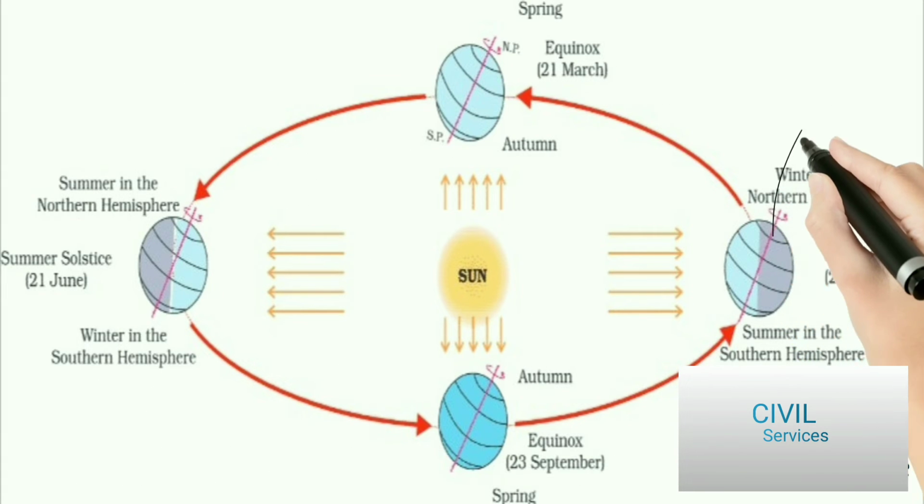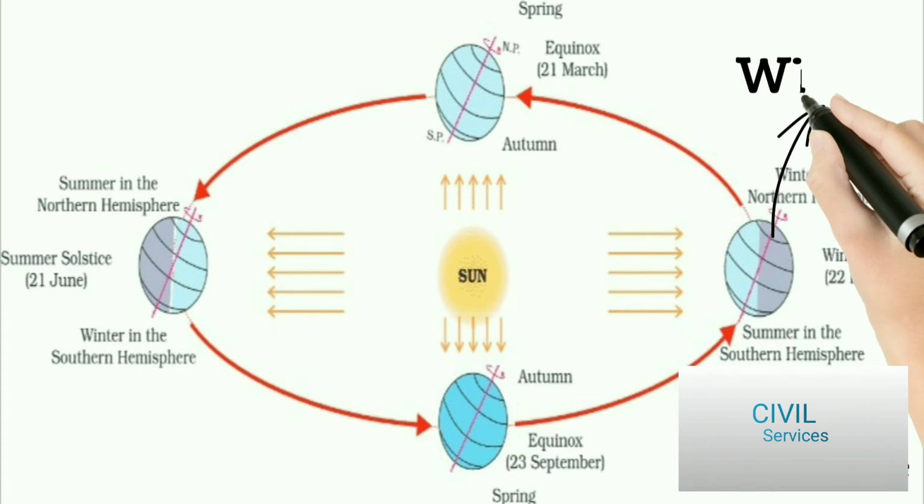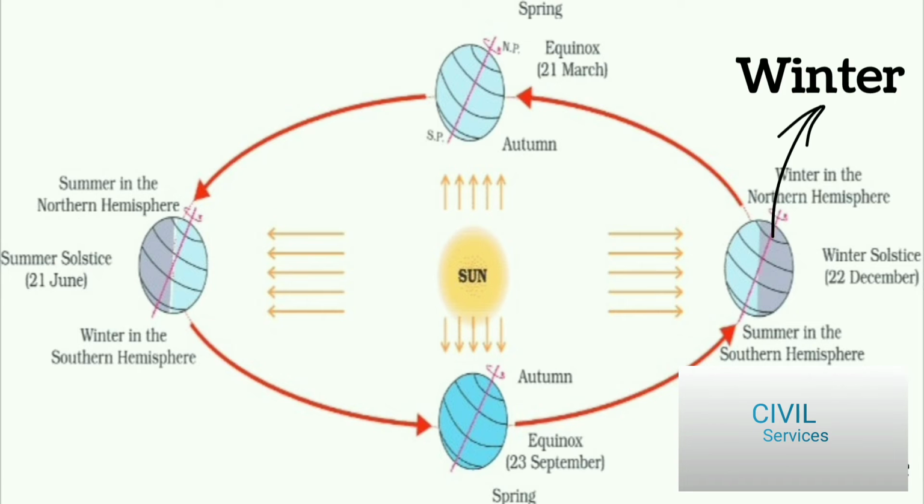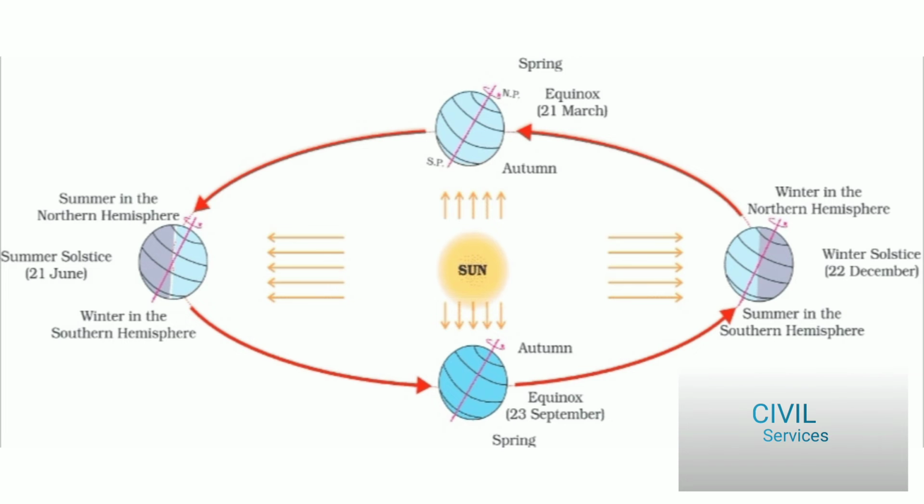In the same manner, on 22nd of December in the northern hemisphere we experience winter, because during this time the northern hemisphere doesn't receive direct sunlight. Due to that we experience winter, and during this time we experience a short day and the longest night. So this is considered the winter solstice. In the southern hemisphere we experience summer, because sun rays fall on the Tropic of Capricorn, so during this time the southern hemisphere experiences summer, and the northern hemisphere experiences winter.